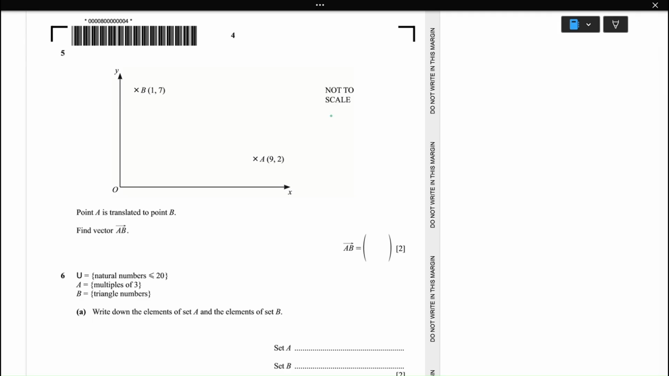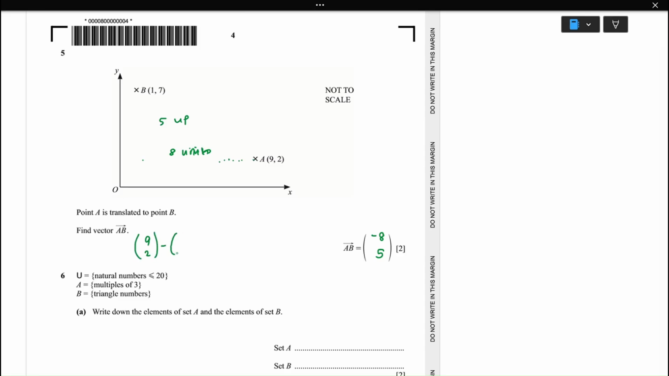The next question, question 5: point A is translated to point B, find the vector AB. So we can find out how many units from A to B, it's going in reverse order, so back. How many movements here, which is 9 here, this is 1. So 8 units left in total, and how many up, 2 to 7, 5 units up. We can write 8 units left, that is -8, and 5 units up, so +5. This is the answer.